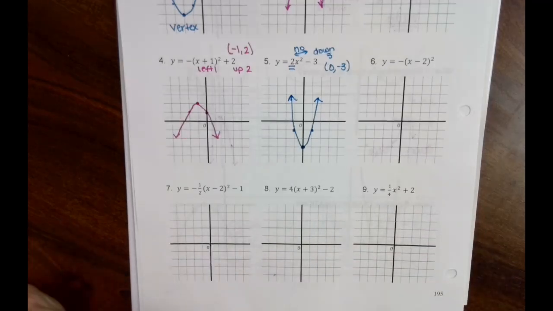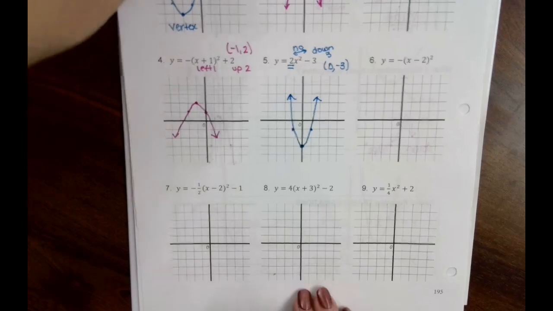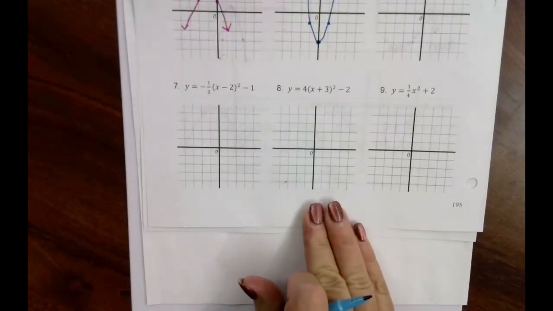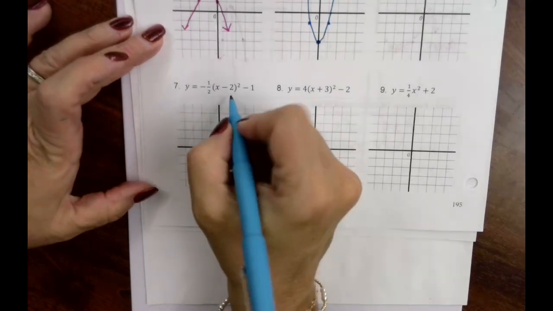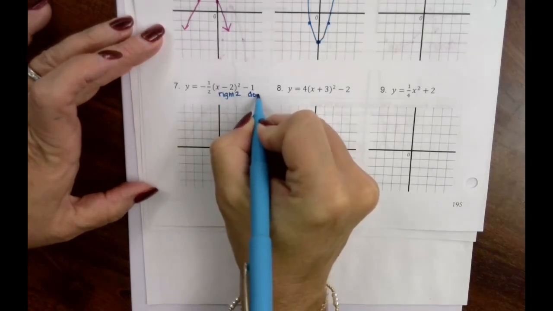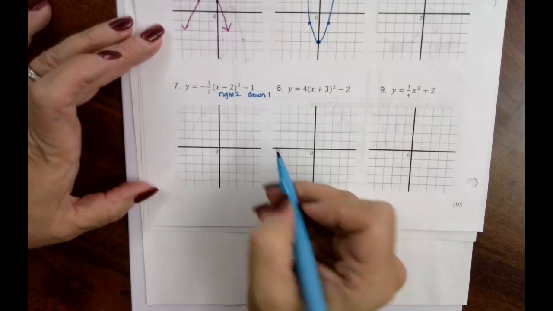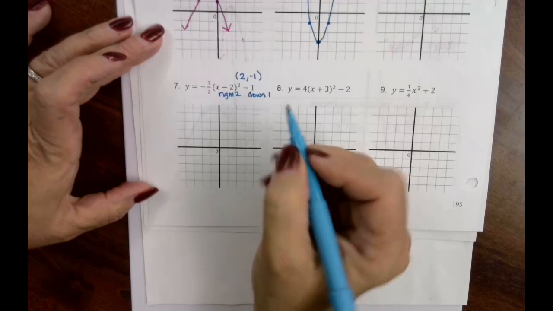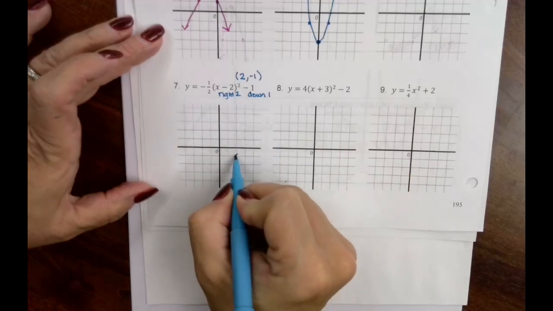Okay, go ahead. Let me do one more. Let me do 7 down here, and then I'm going to pause the video, and I want you to try some of these. So my vertex here, this tells me I'm going to go right by 2 and down by 1. So right by 2 is positive, down is -1. So this is going to start at 2, -1.